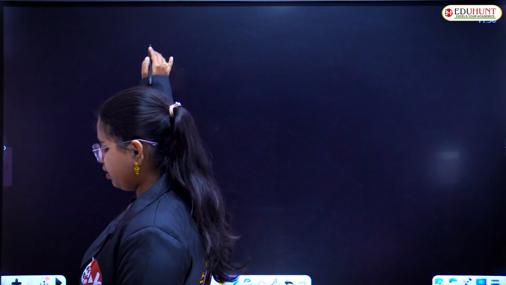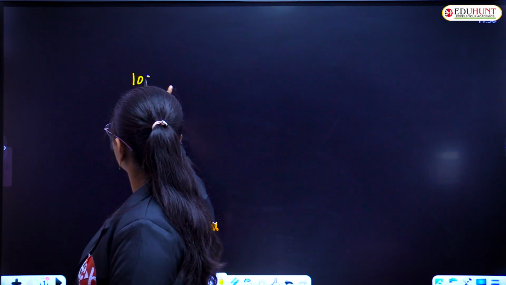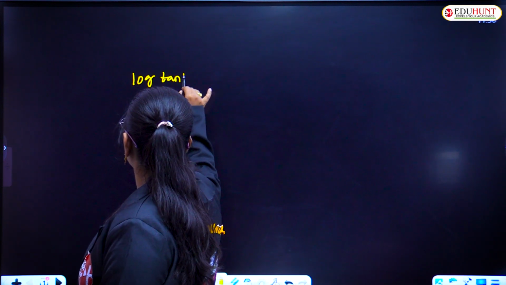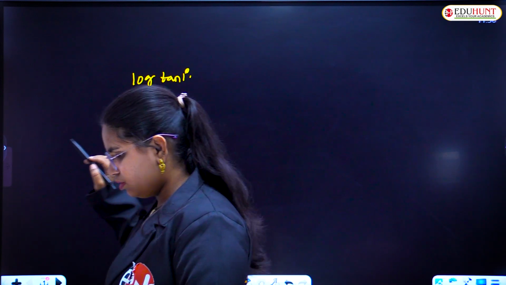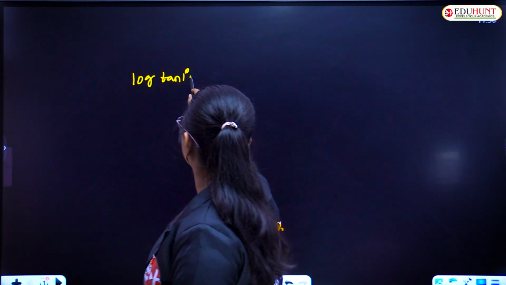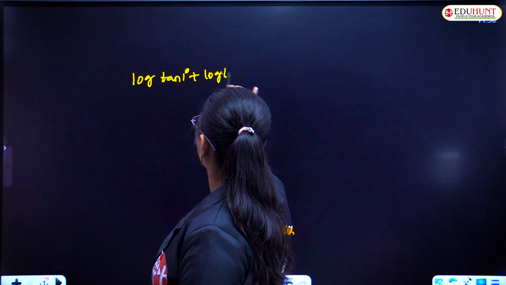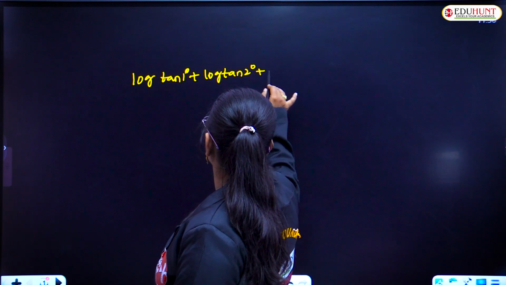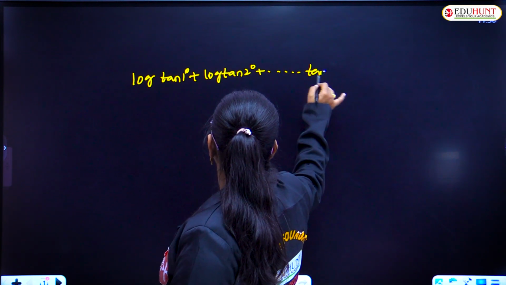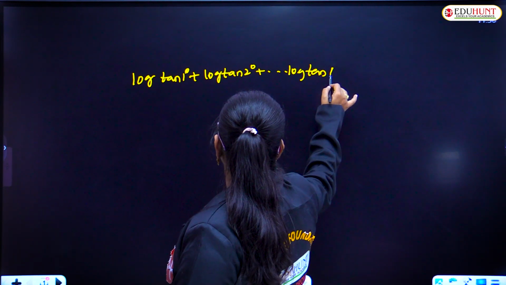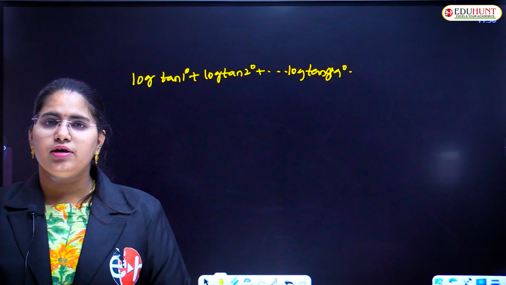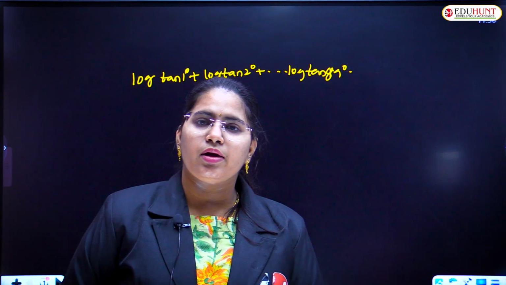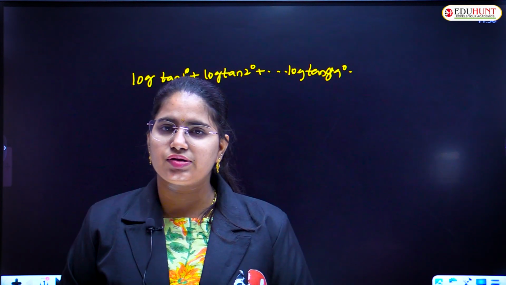What is the value of log tan 1 degree plus log tan 2 degree plus, and so on, log tan 89 degree? Okay, try out this question and tell me the answer in our next session.